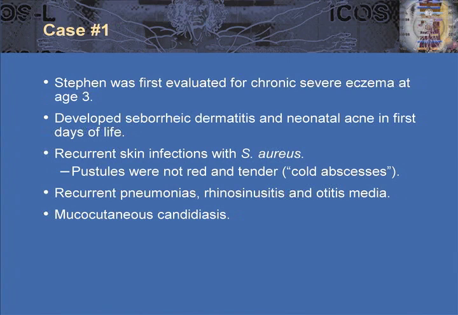describe this. As you learned from your introduction to the immune response in this webcast, the immune response to an infection is usually characterized by redness, swelling, and tenderness, some of the hallmarks of the response to an infection. And this wasn't the case here, and that's going to tell us something important, as we'll get into. This patient also developed recurrent pneumonias, rhinosinusitis, and otitis media, and also developed mucocutaneous candidiasis.